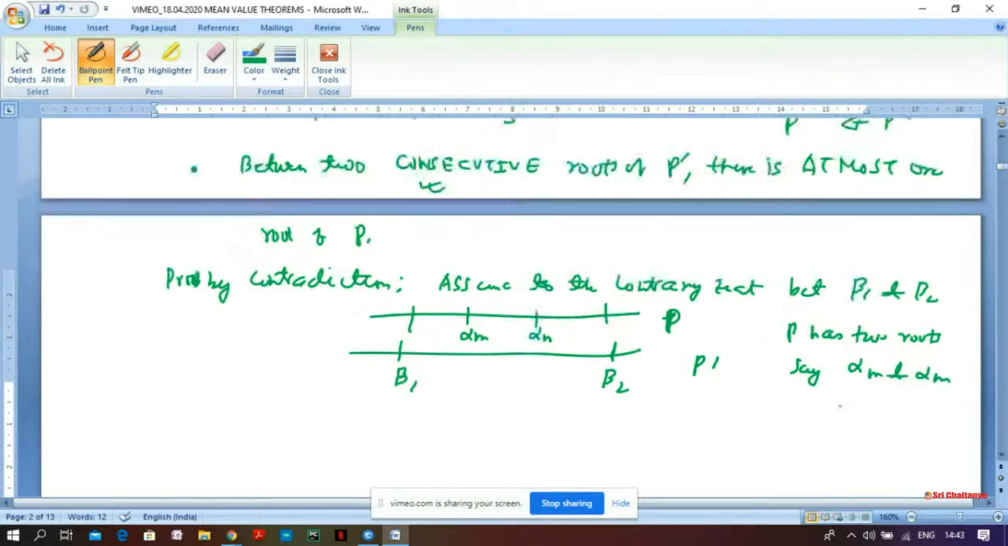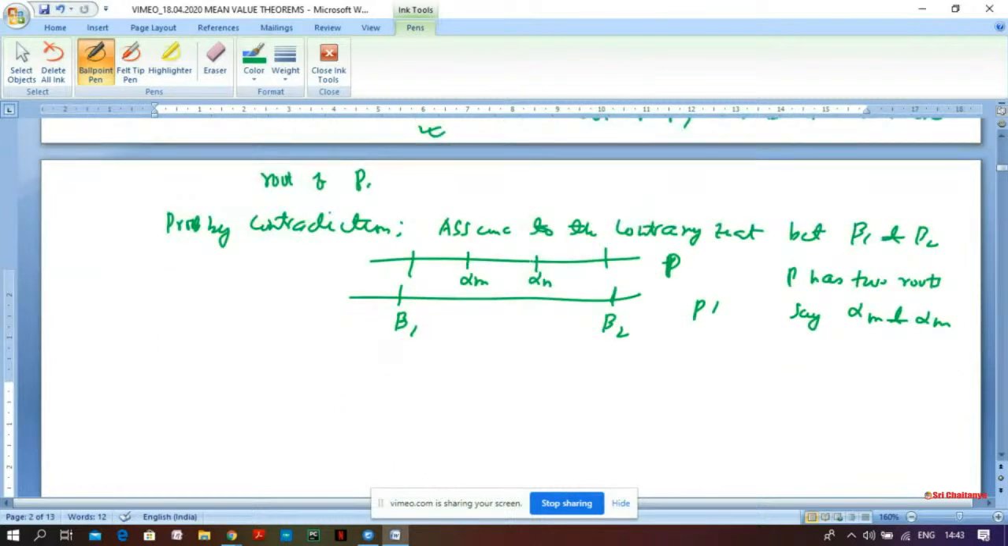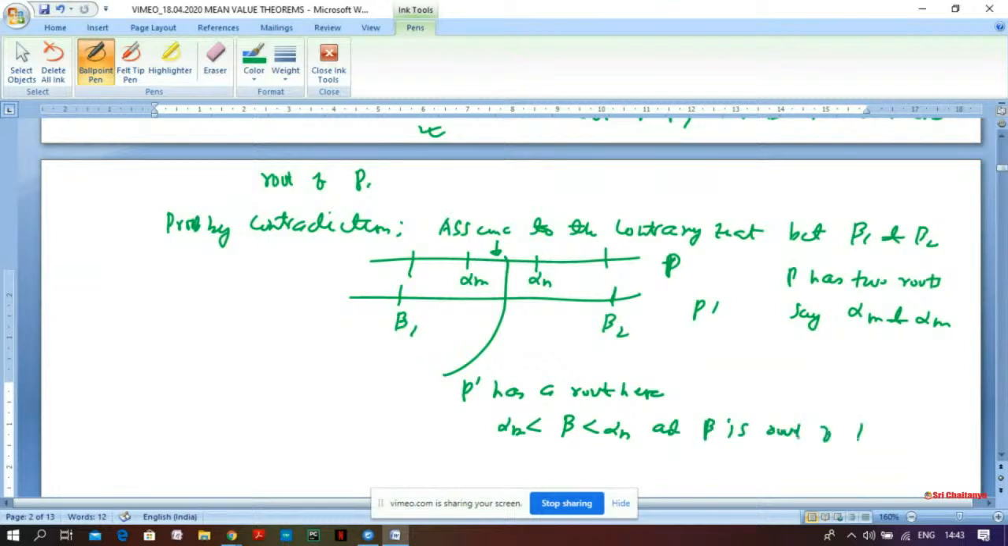Then Rolle's theorem tells that between alpha m and alpha n, because p has roots there, p prime has a root. Means there is some number beta such that alpha m is less than beta, which is less than alpha n, and beta is a root of p prime. So there is some root beta of p prime in here, but it can't happen, because beta 1 and beta 2 are consecutive roots, so there is no scope for any other root in between them. So contradiction achieved.